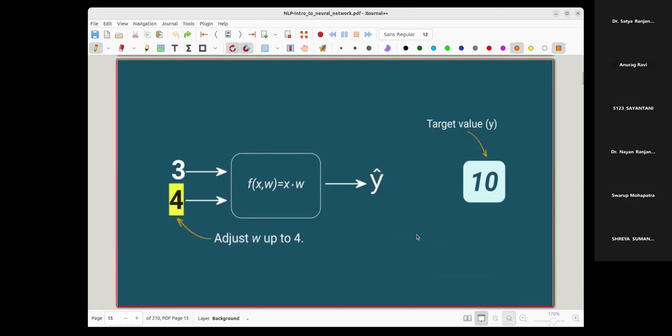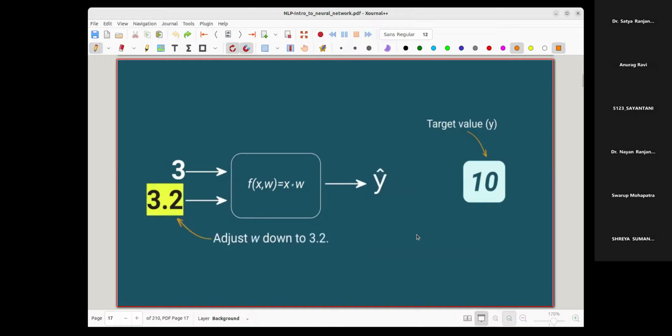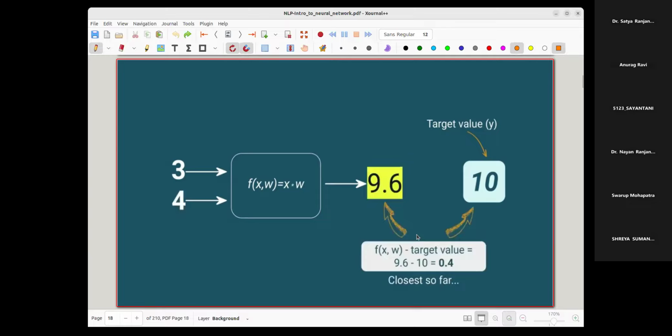Let's adjust it to 4. If we put 4, the output is 12. Now it is overshooting the 10, because previously it was 9 for 3. Now it is 12. That means the best W value will be between 3 and 4. So let's make it 3.2. When we make it 3.2, the output will be 9.6, and it is very close to 10.